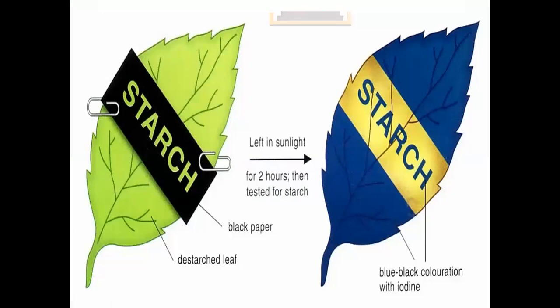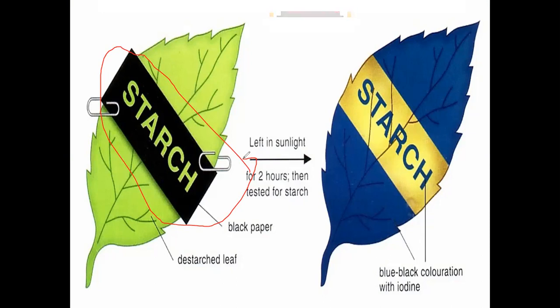Here we have a plant leaf. This leaf was covered partially by a black cover. This is the black cover. It was covered by a black cover and left in sunlight for 2 hours. Then it's tested for starch. After 2 hours, we used the iodine test to test for starch. So from now on, whenever we talk about starch testing, this is an iodine test.